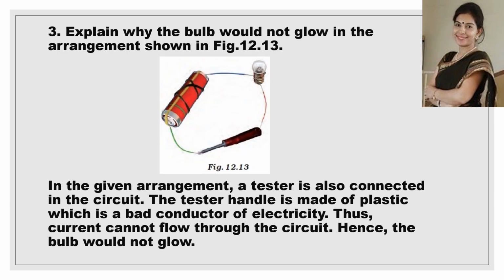Now, the third question is: explain why the bulb would not glow in the arrangement shown in the figure. Can you explain why in this figure the bulb will not glow? We can see here both the terminals are properly connected. Here also both the terminals are properly connected with the wire, and here it is also properly connected. But what we can see is the plastic handle of the tester. So in the given arrangement, a tester is also connected in the circuit. The tester holder is made up of plastic, which is a bad conductor of electricity. Thus current cannot flow through the circuit, hence the bulb will not glow.